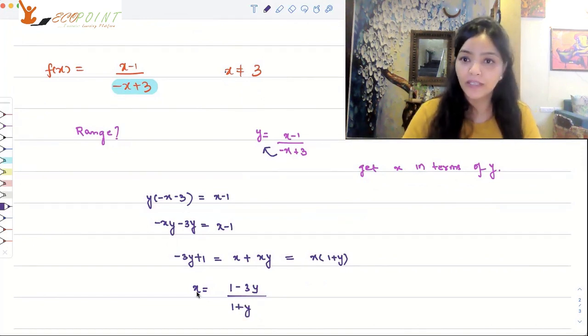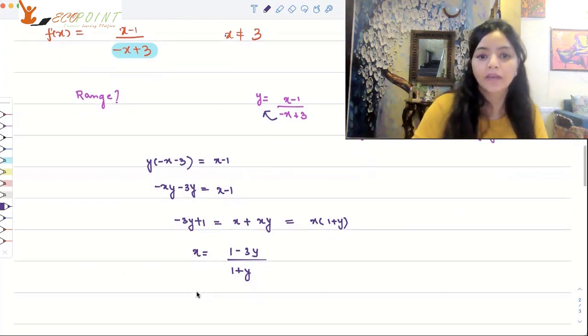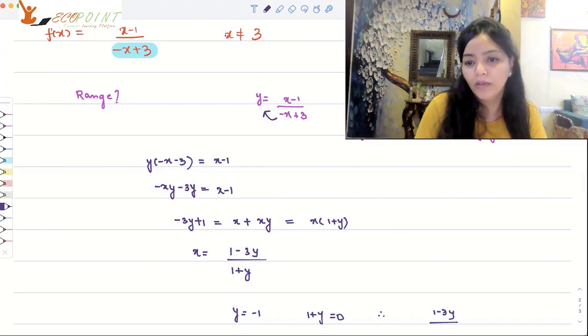Now what you have to think, is there any y with which I can have a problem in the existence of x? Well, if I take y equals to minus 1, 1 plus y would become 0. Therefore, (1 minus 3y) upon (1 plus y) will not be defined.